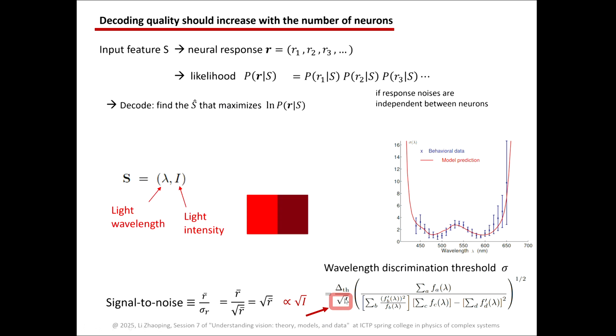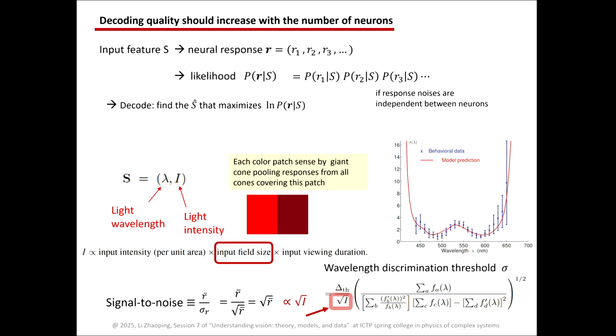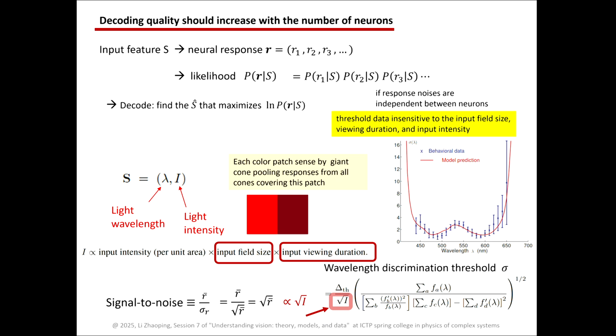We recall that in this color discrimination task, we have treated each input patch as being sensed by a giant cone, pooling all the cones covering this patch. Therefore, the input intensity should scale with the size of the color patch, and in fact should also scale with the viewing duration of the visual input, since longer viewing should lead to more photon absorption by the cones. However, experimental data show little dependence of the discrimination threshold on the input intensity, patch size, or viewing duration, as long as the patch is not too small, the viewing duration not too short, and the input intensity not too weak.